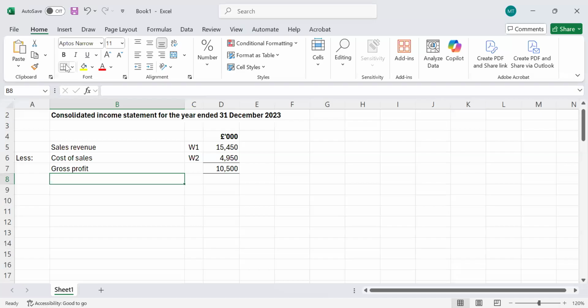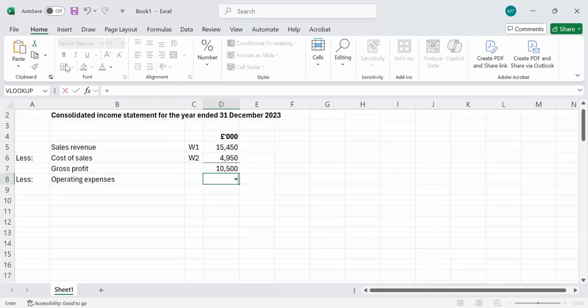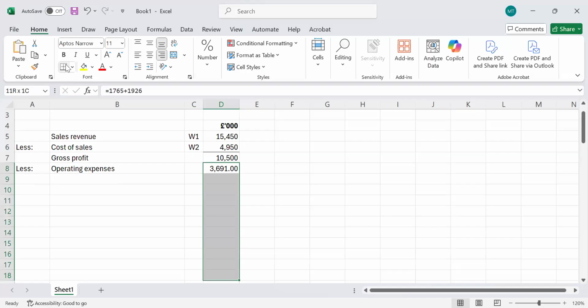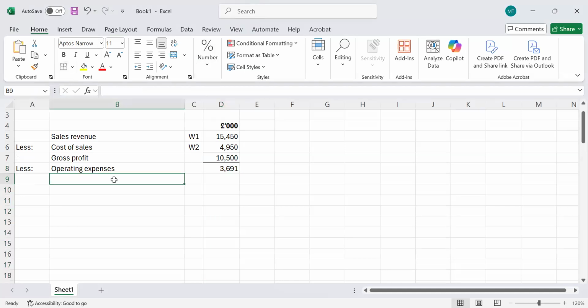Okay, then we will look for expenses and the other items. So start with operating expenses. For operating expenses, just simply add the parent and the subsidiaries' figures. Okay, you can do it directly here. Parent's operating expense, we can see 1765 plus the subsidiary's 1926. So total operating expense is 3691.